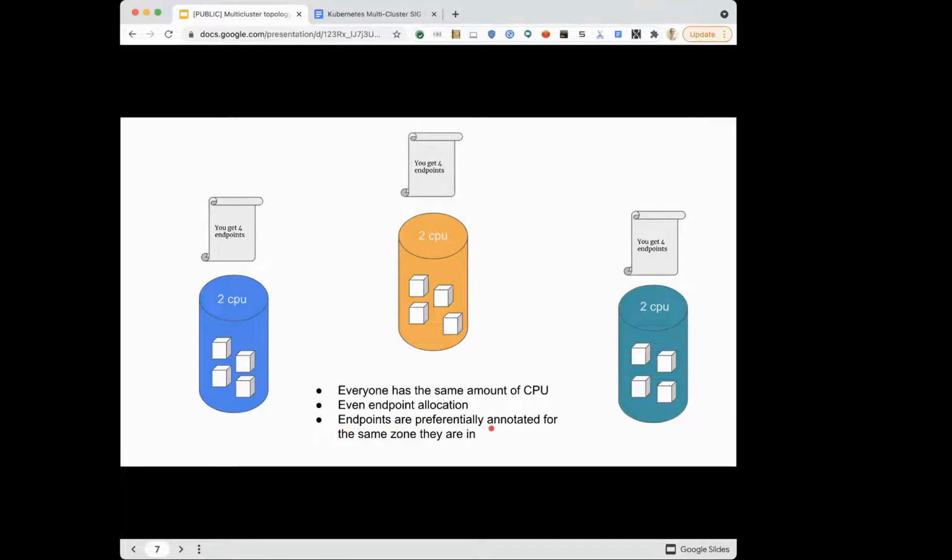And one extra point that's in the KEP is that endpoints are preferentially annotated for the same zone they're in. So in this situation, if we've decided everybody's even, so everybody gets 4 endpoints because we conveniently have 4 endpoints everywhere, then they all get annotated with their same zone because they will try and choose their own zone. So we think that there's going to be even client traffic from all of them because they have the same capacity. So this client here will talk to its blue zone backends. This client here will only ever talk to its orange zone backends, and this one will talk to its green zone backends.